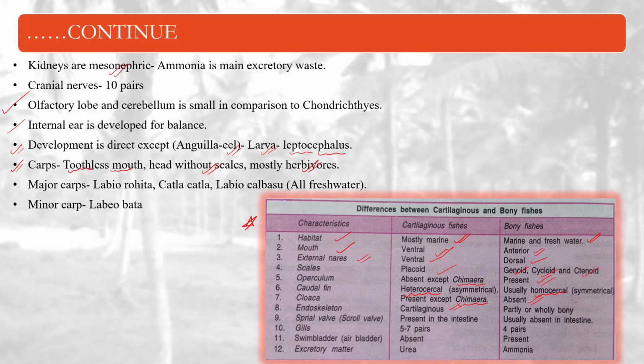Endoskeleton: cartilaginous in one, partially or wholly bony in the other. Spiral valve in case of cartilaginous fish is present to increase the surface area. Bony fishes have no spiral valve. Gills: 5 to 7 pairs in cartilaginous fishes, 4 pairs in bony fishes. Swim bladder, or air bladder: absent in cartilaginous fishes, present in bony fishes. Excretory matter: urea in cartilaginous fishes, ammonia in bony fishes.